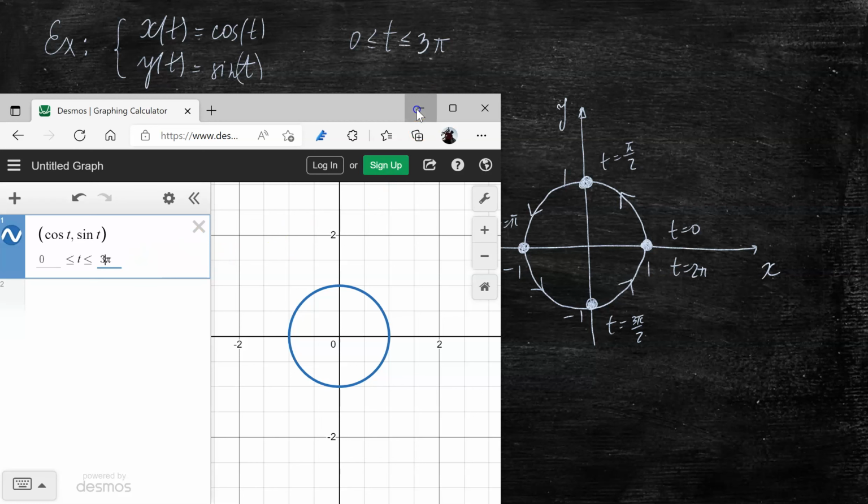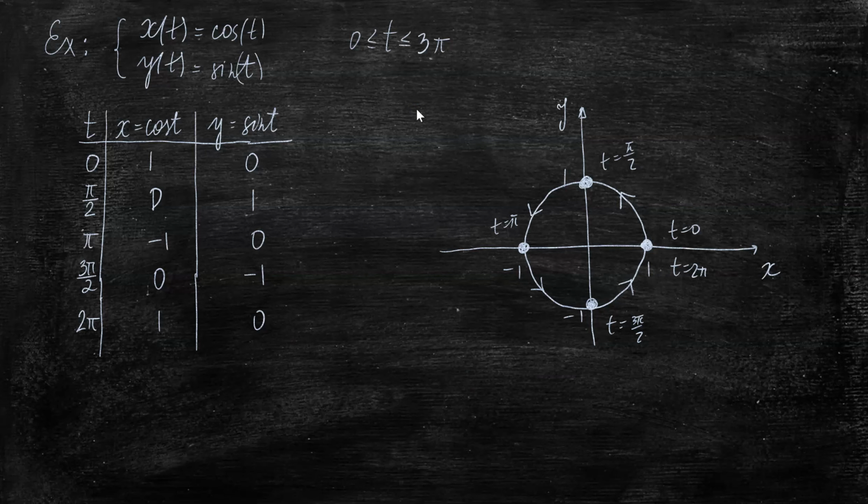However, you should know that when t is equal to 3 pi, let's see what happens when you advance another pi. So from 2 pi, let's go to 5 pi over 2 and 3 pi. So what's going to happen is that we're going to go a loop, and then we're going to advance another half of the loop.